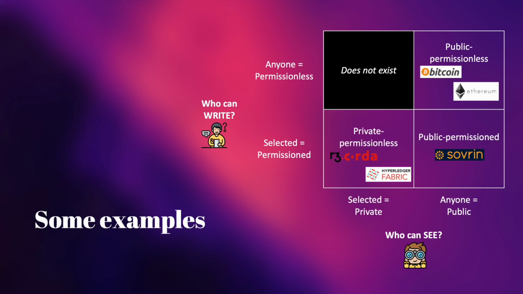And where do most enterprise blockchains fall? They fall in the bottom left, which is private permissioned. Only a few selected people can even see the transactions, and even fewer can likely write the transactions to the blockchain.